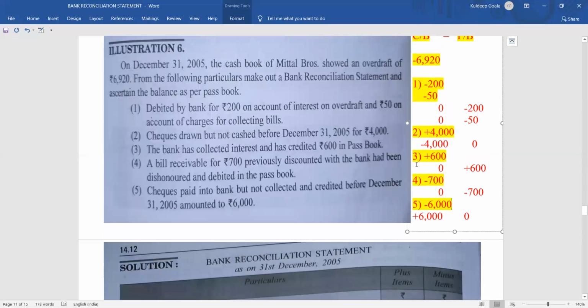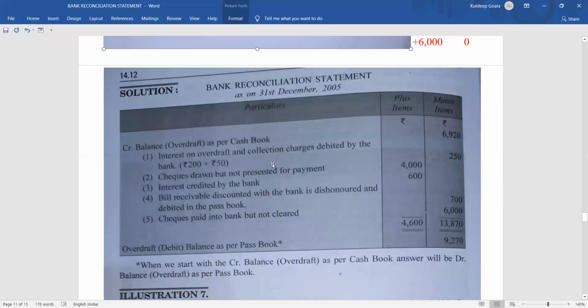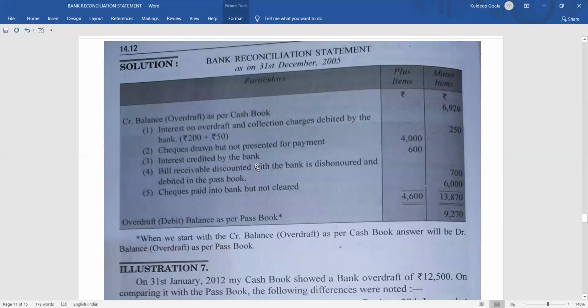Then coming to point number 3, it is again plus 600. So for this plus 600, what to write? Let's see. You can see that the bank has collected interest and credited it. So you can mention that interest collected by the bank, not entered in the cash book, or you can write down interest credited by the bank only in the plus item as 600.